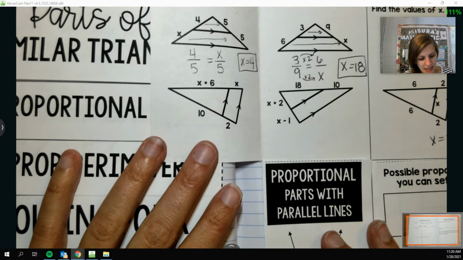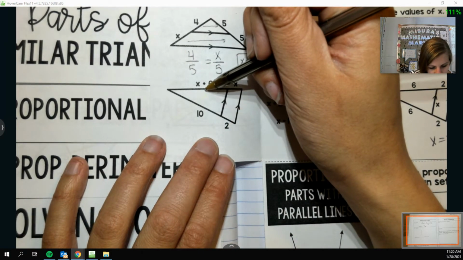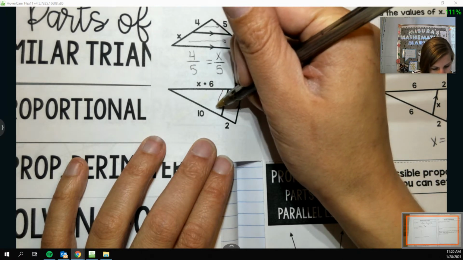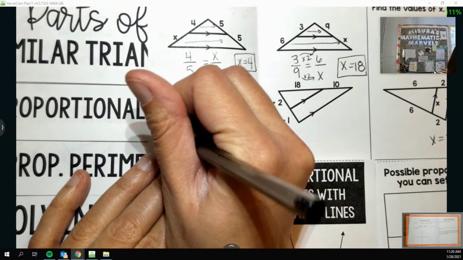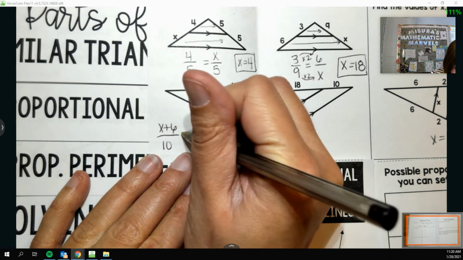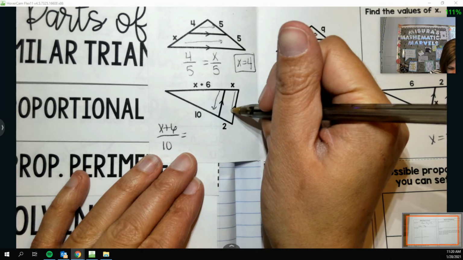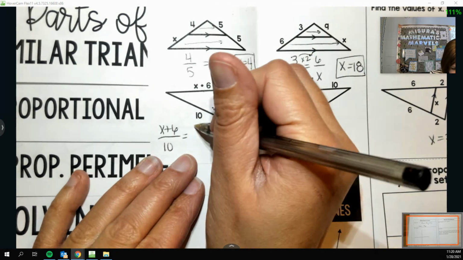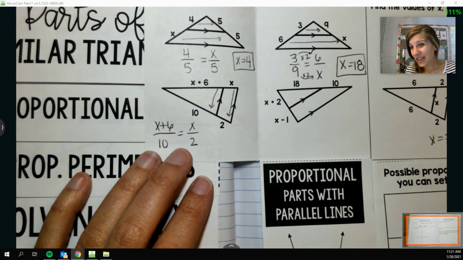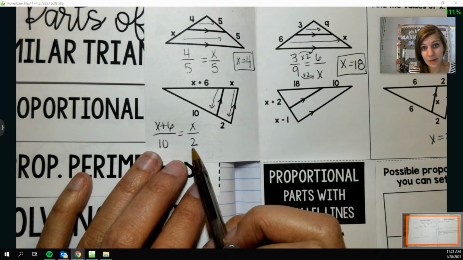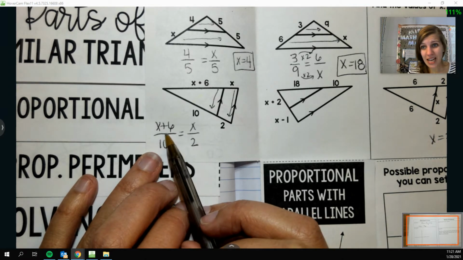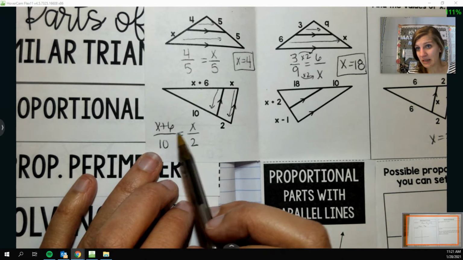Okay, this one here, let's instead start here for funsies. If we travel along the parallel line this way, we got x plus 6 over 10 is the same as traveling this way, so x over 2. Now I could do this one like, okay, I see from 2 to 10 is times by 5, so I could do that here, but maybe that's a little weird because they're both x's.